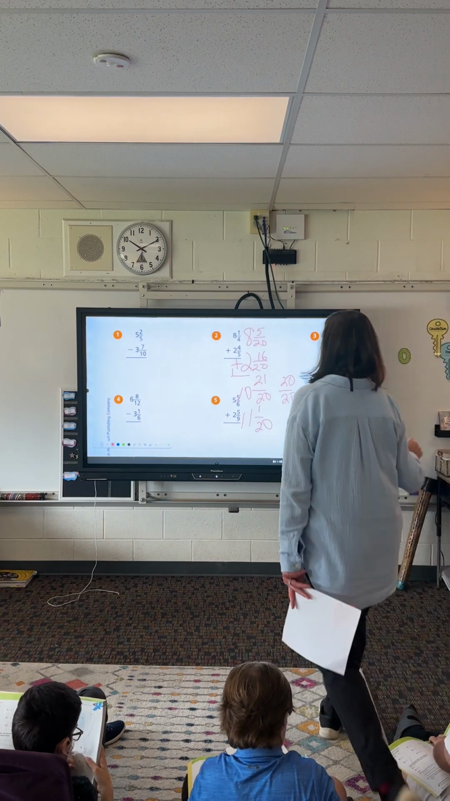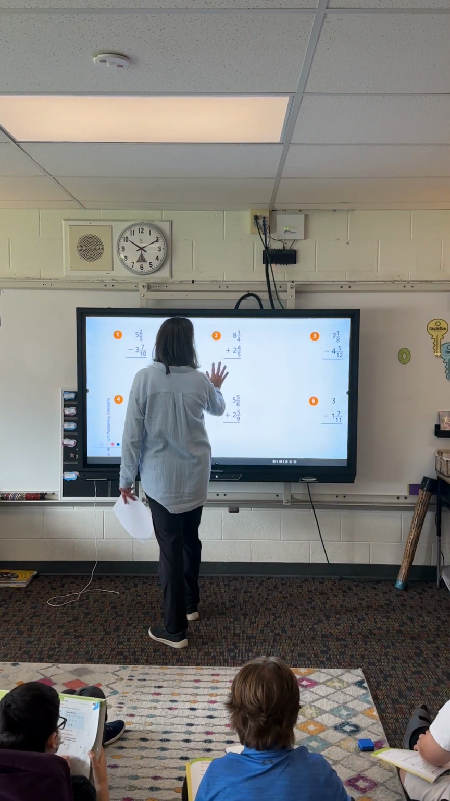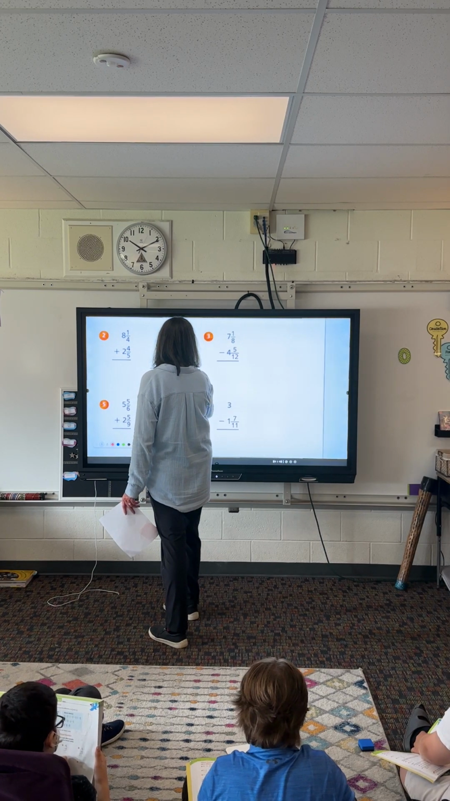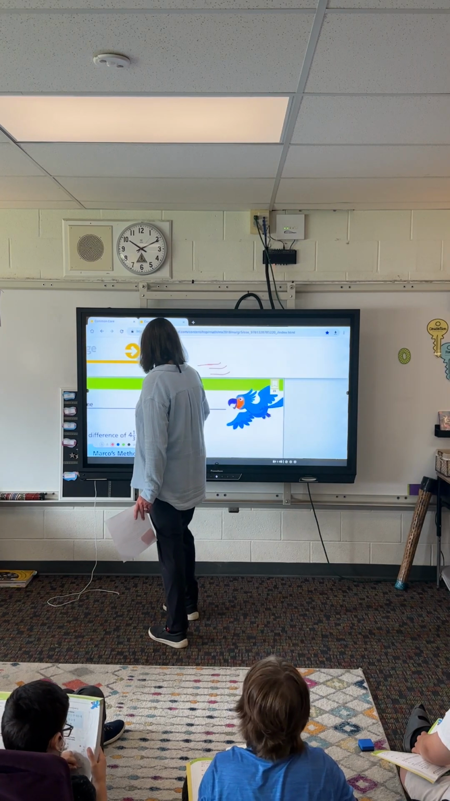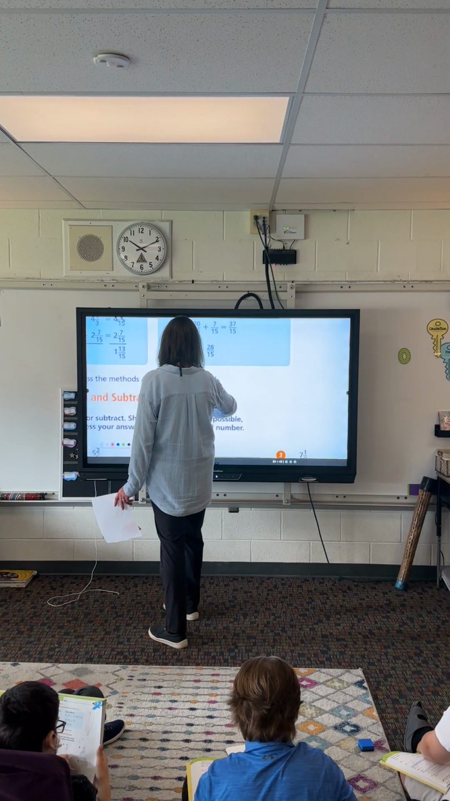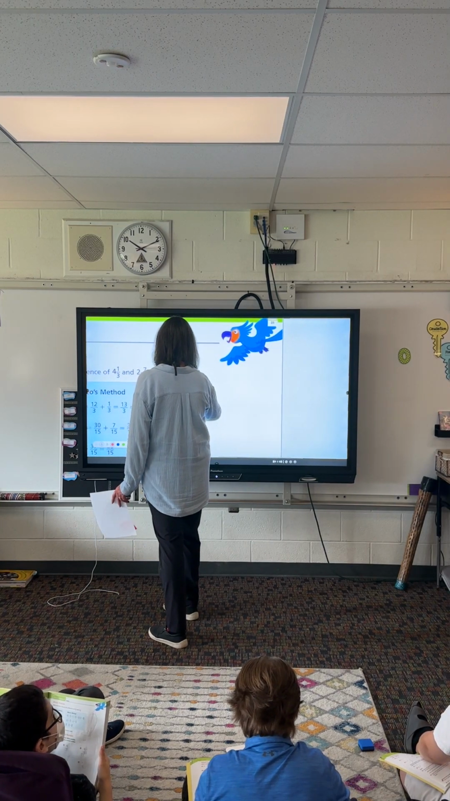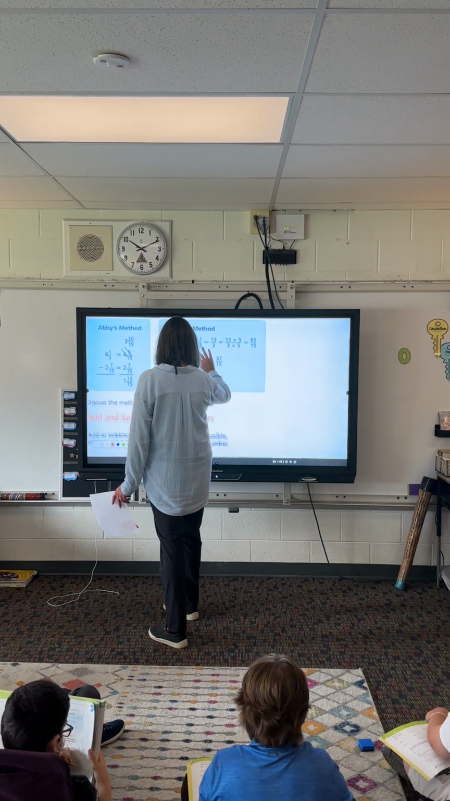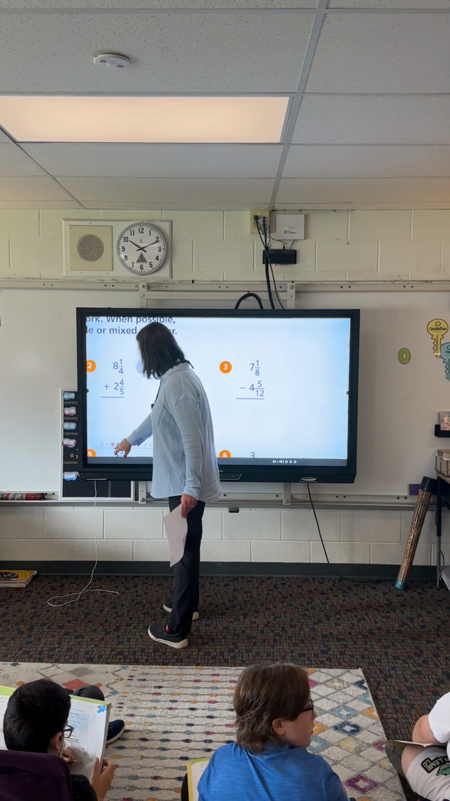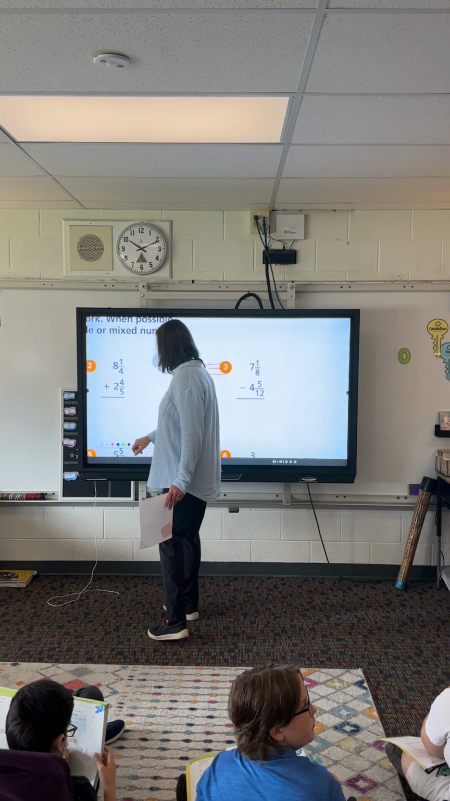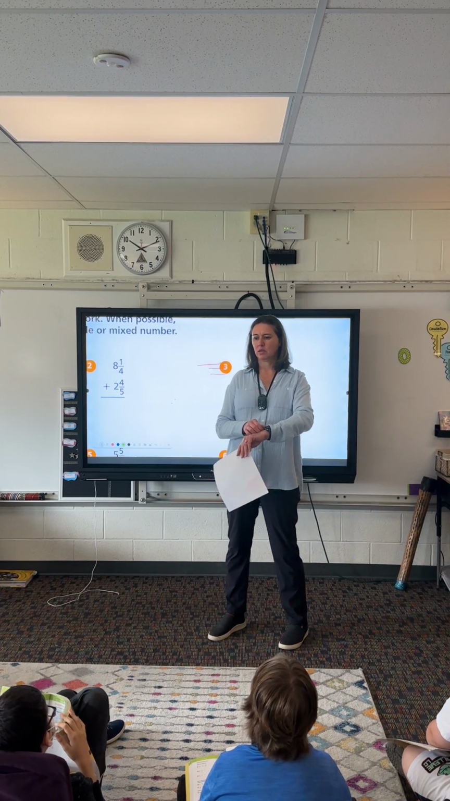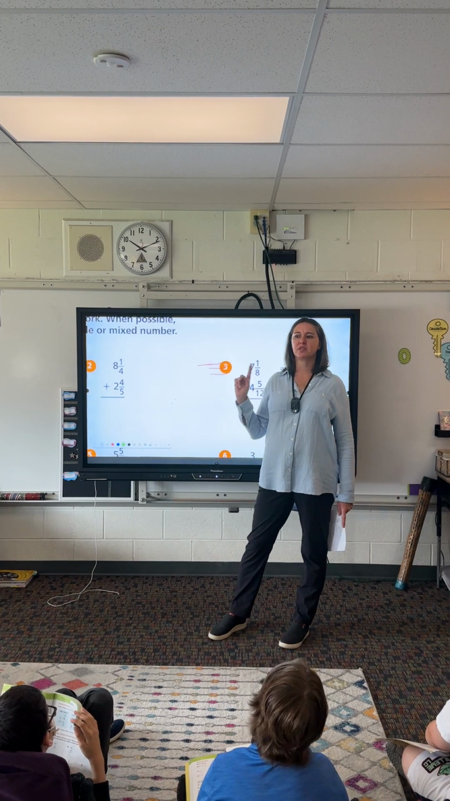Okay, let's look at number 3. Here we go. All right, we're doing another subtraction. So our first step is to look at the denominator. Everybody, what is our first step to look at?